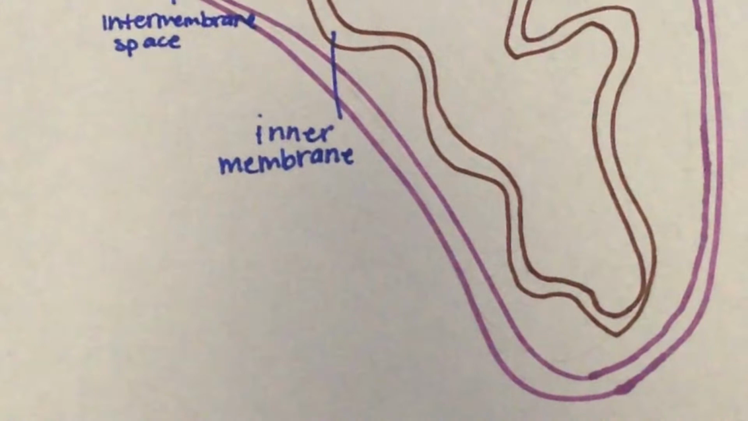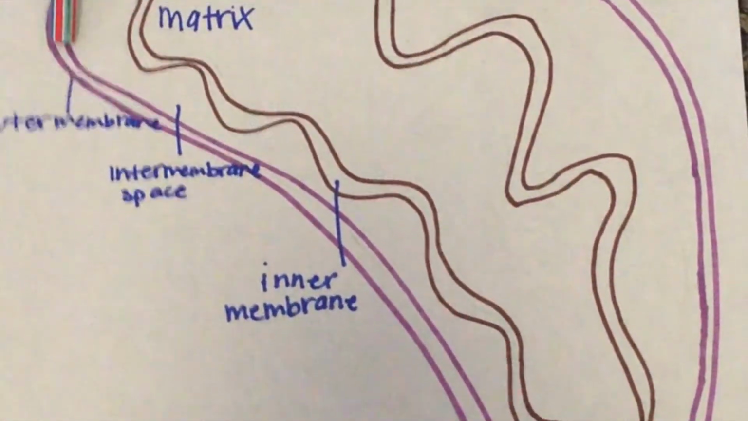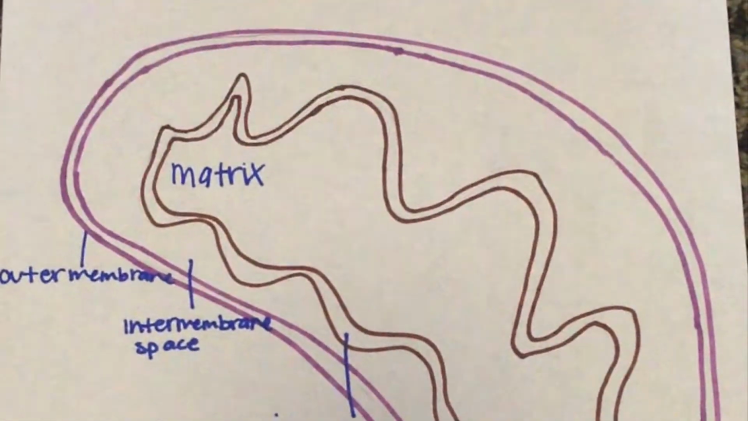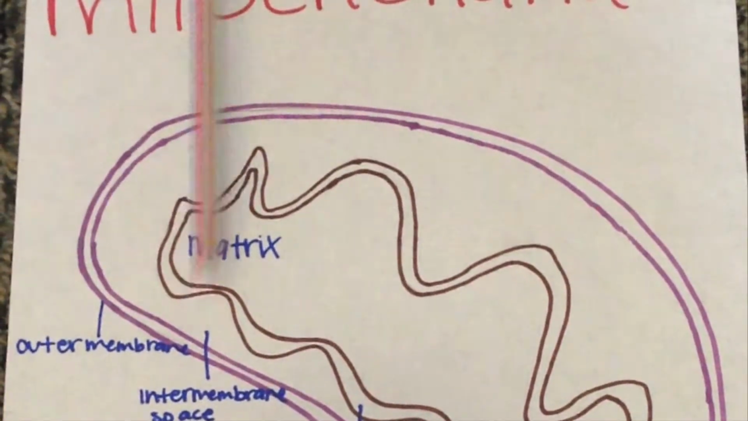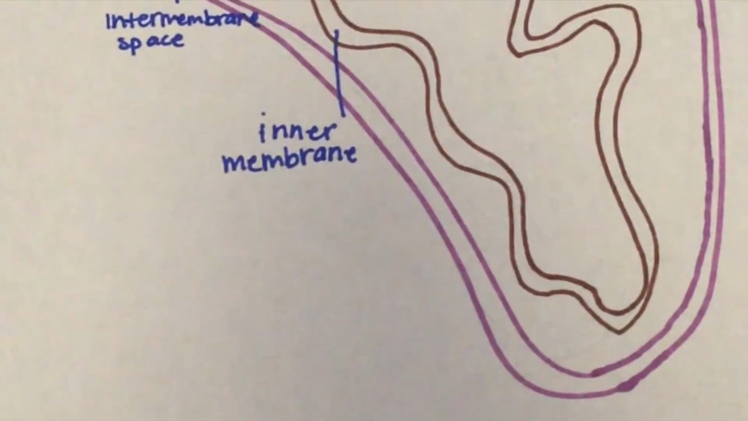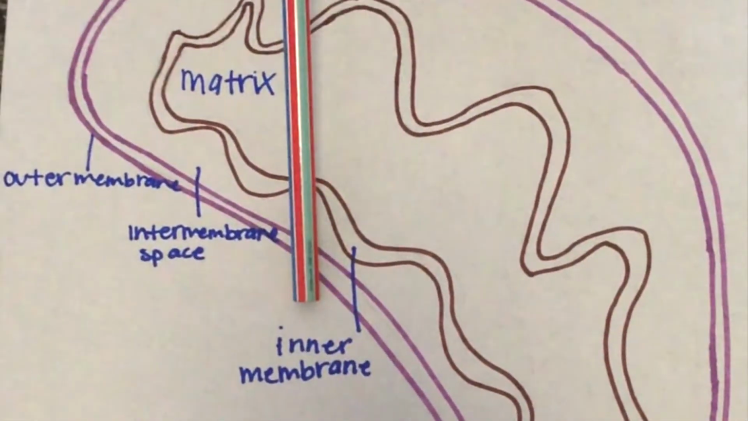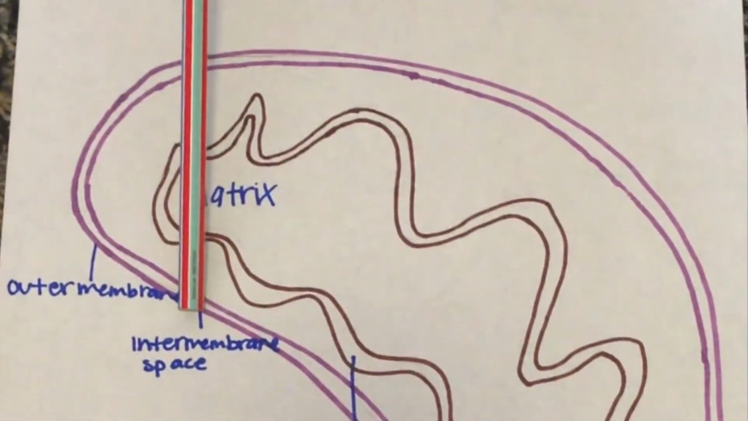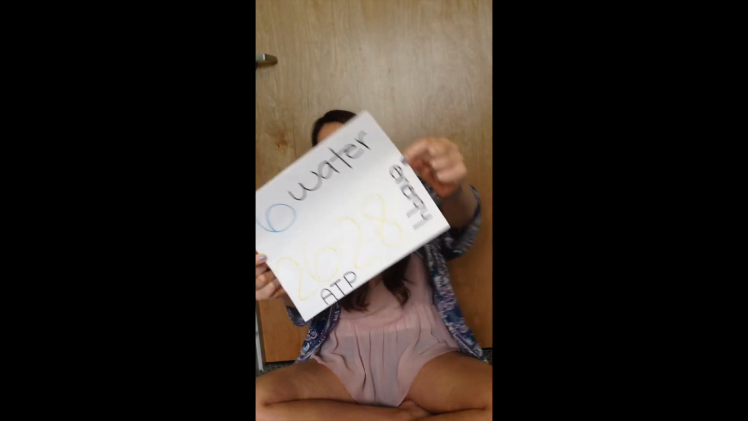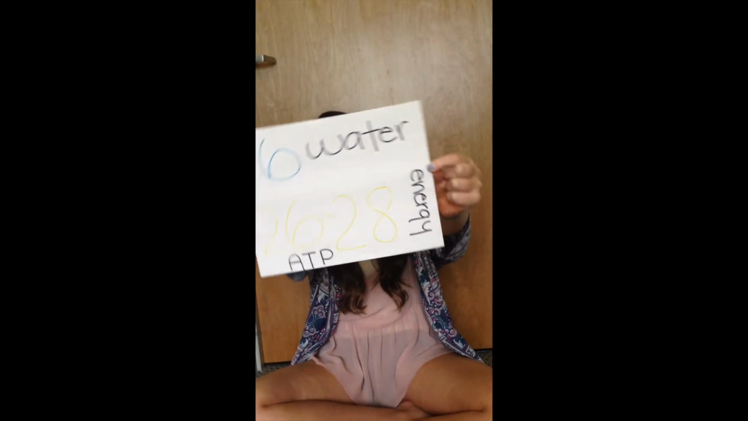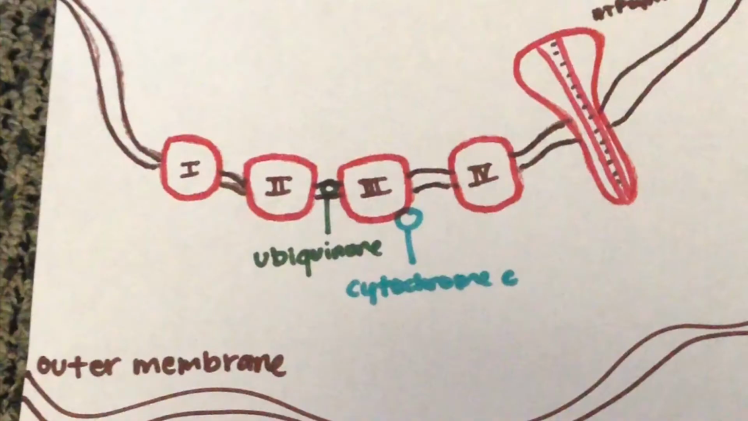In the mitochondria, we have 2 membranes, the outer membrane and the inner membrane. Between them, we have the inner membrane space. The electron transport chain and oxidative phosphorylation occur within the inner membrane of the mitochondria, as well as the inner membrane space and the matrix. And what that does is produce water, 6 water. It will also produce between 26 to 28 ATP.